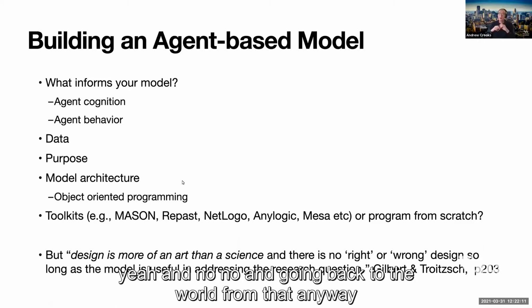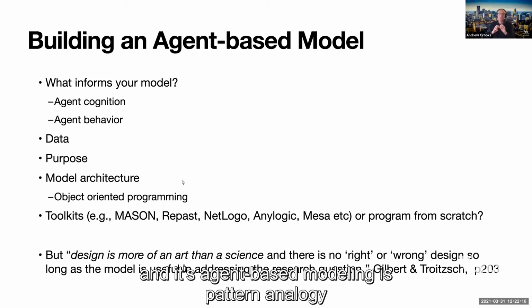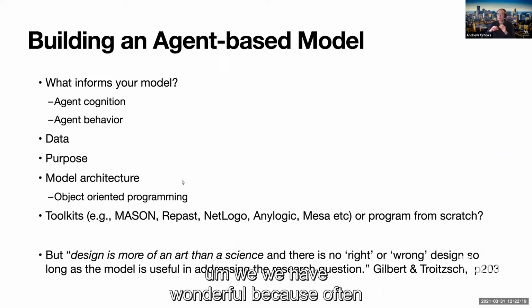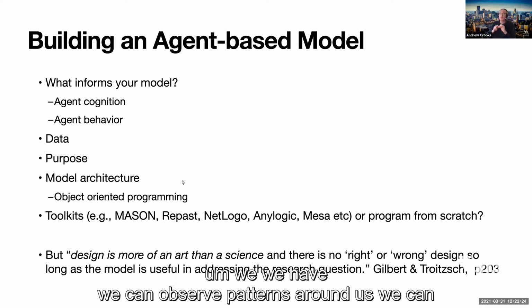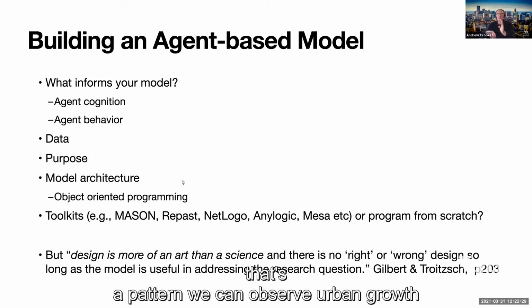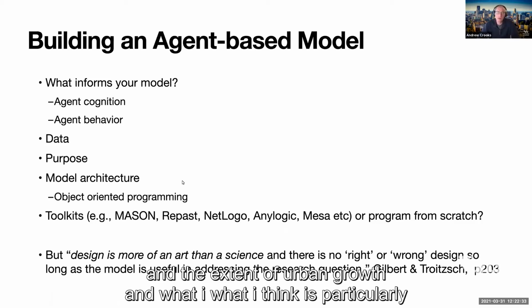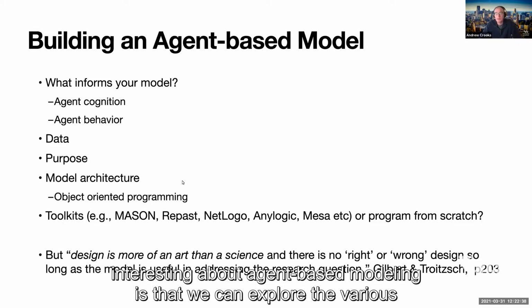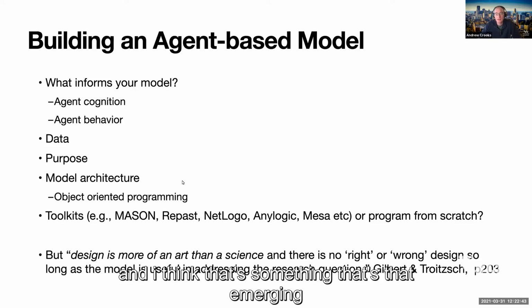Anyway, back to you. And going back to the pattern analogy, agent-based modeling is wonderful because often we can observe patterns around us. We can observe the number of people infected, right? That's a pattern. We can observe urban growth and the extent of urban growth. What I think is particularly interesting about agent-based modeling is that we can explore the various processes that lead to these patterns emerging.